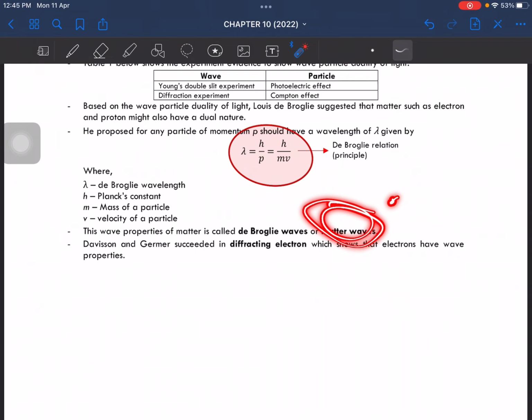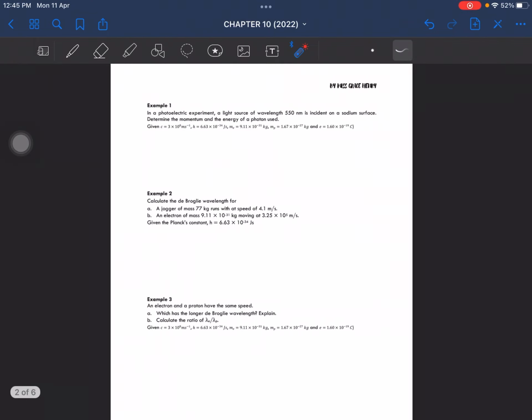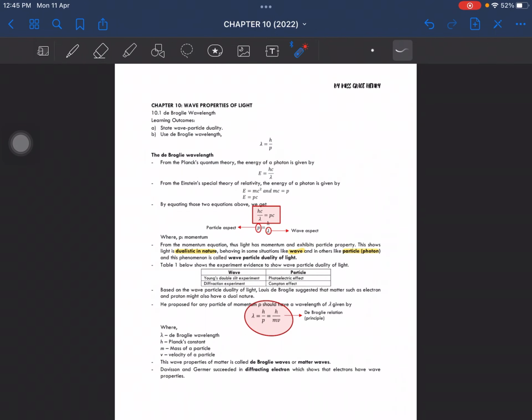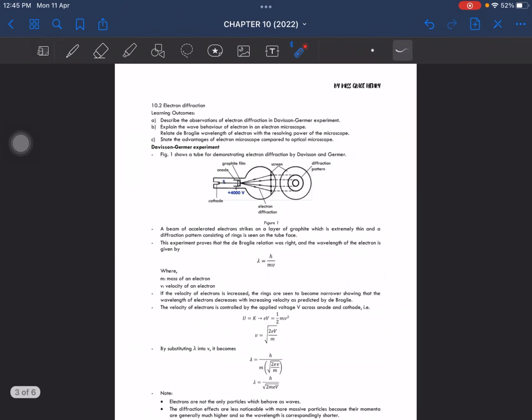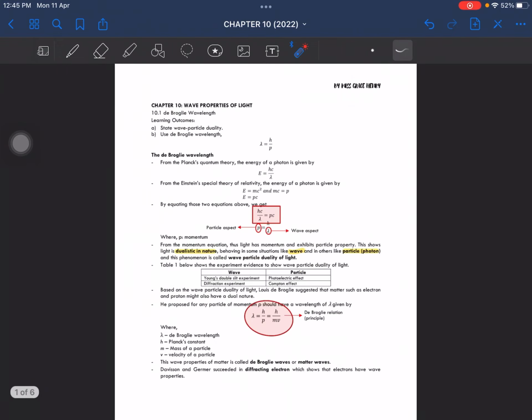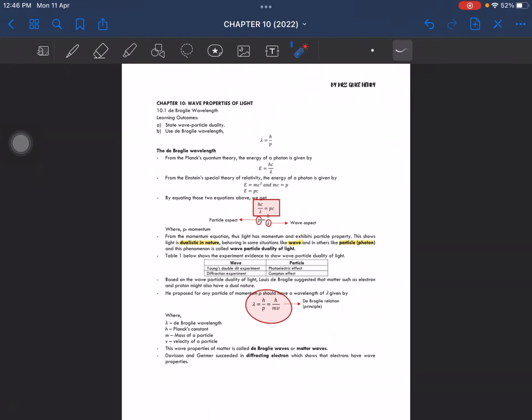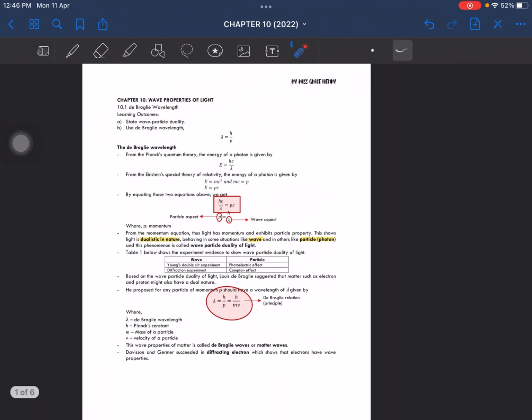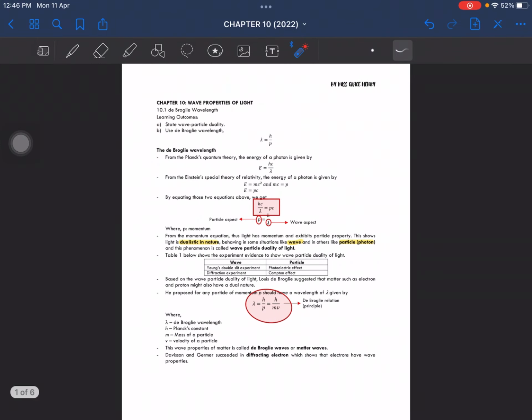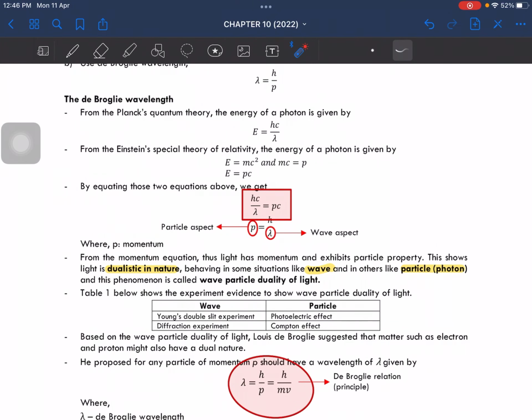And then other scientists, Davisson and Germer, succeeded in diffracting electrons, which showed that electrons do have wave properties. Okay, I think that is the first subtopic. The one that will be in PSPM is this first subtopic. I think the second subtopic also appears. Yeah, the one in PSPM is going to be about calculation. So that is our first subtopic. I'm sorry it's moving. It's my cat's paw on this iPad.